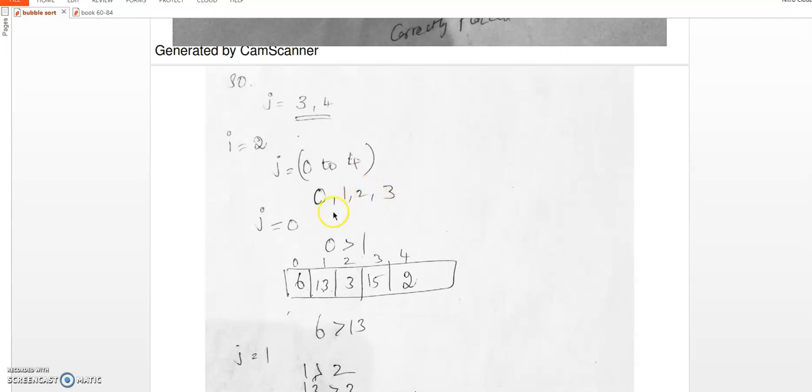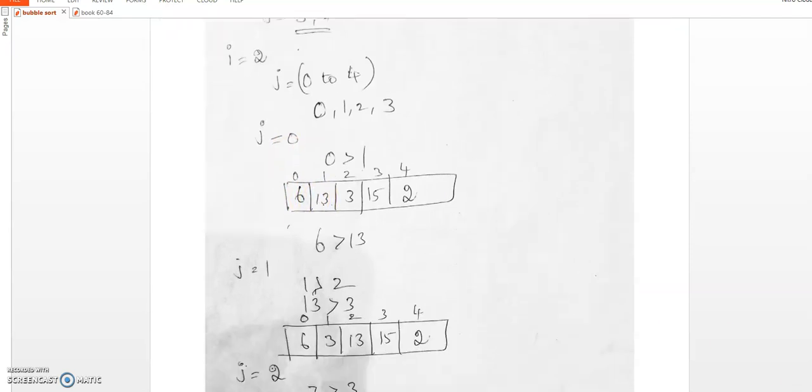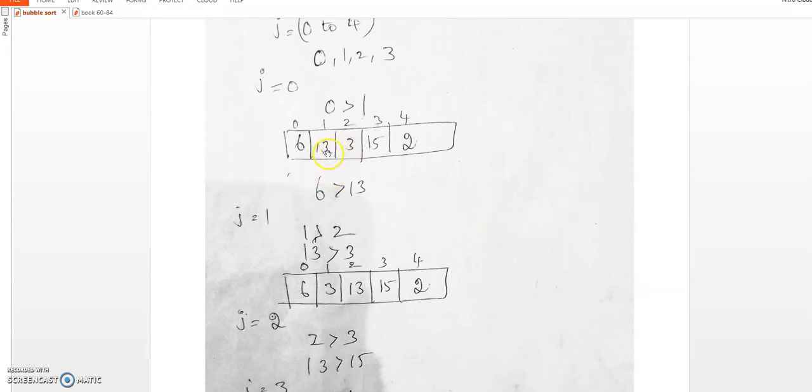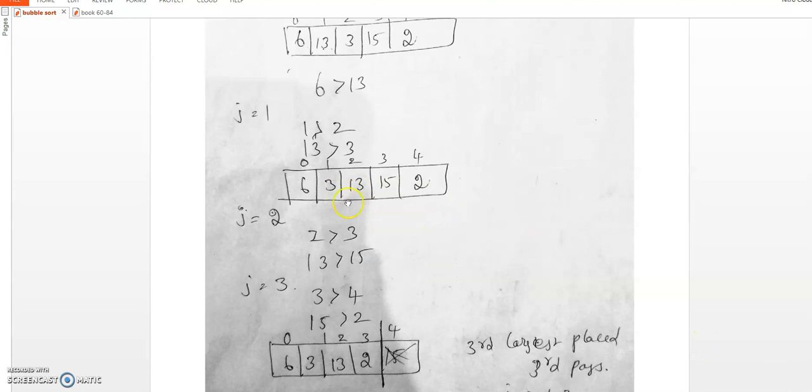So 3 and 4 will be compared. When j equals 0, 0 and 1 positions will be compared. There is no change required here. Then when j equals 1, 1 and 2 will be compared. Here the first position value is greater than the second, so it has swapped. Then j becomes 2. 2 and 3 will be compared. There is no arrangement needed for that. Then j equals 3, 3 and 4 will be compared. Yes, the third position is greater than the fourth, so it has to be exchanged. As I told already, j will vary only up to 3.